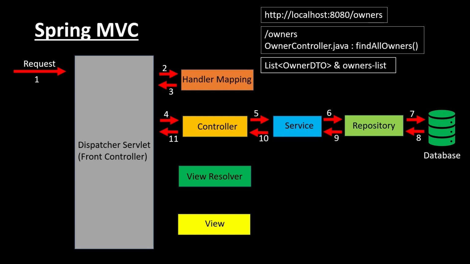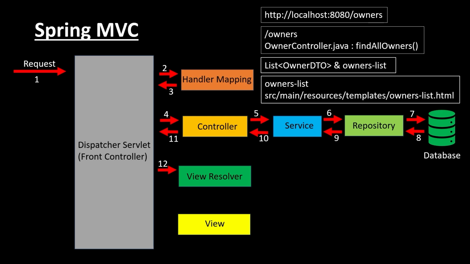So for this, it will take help of view resolver. Now it will send only this owners list information, only that particular word, to the view resolver. The job of view resolver is something like handler mapping only, but it does it for the views. What it will do is it will contain all the information of all the views and where they exist. So it will see that, okay, this owners list is actually available in this folder, src main resources. Generally you see this thing in your Spring Boot project. Within that there is a folder templates. Within that we have this file and the extension is .html. So this information is in the view resolver.